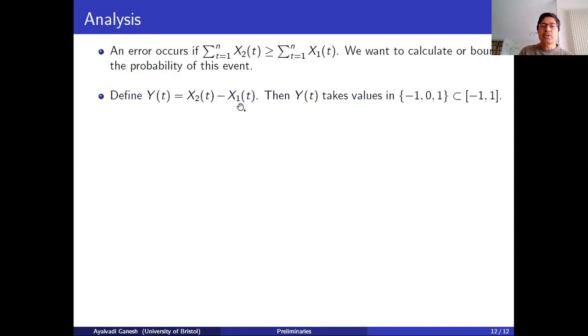X1t can only take values 0 or 1, and similarly for X2t, so Yt can only take 3 possible values, -1, 0, or 1, and that's a subset of the closed interval [-1, 1]. Okay, so in order to find a bound on the probability that the sum of Yt is positive, we are going to use Hoeffding's inequality. But that would require the variable to lie in [0, 1], and instead it lies between -1 and 1. So we first have to modify this.